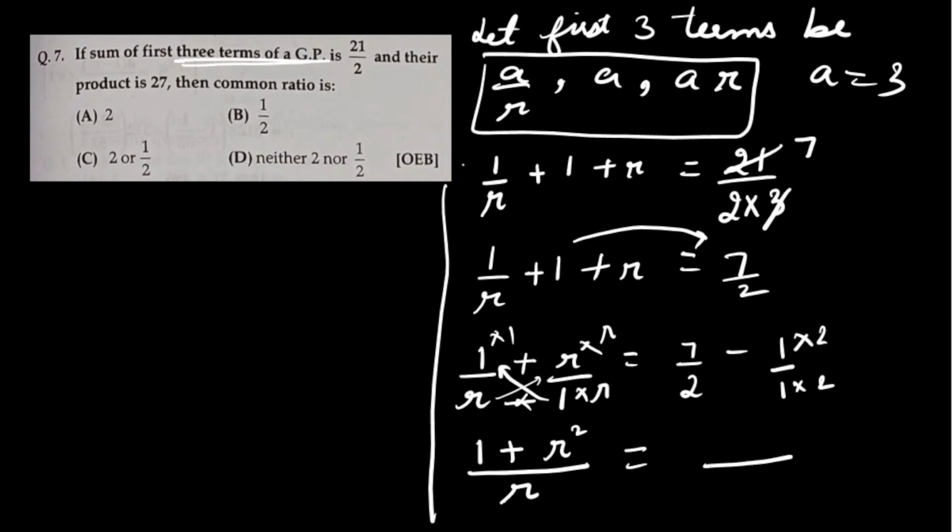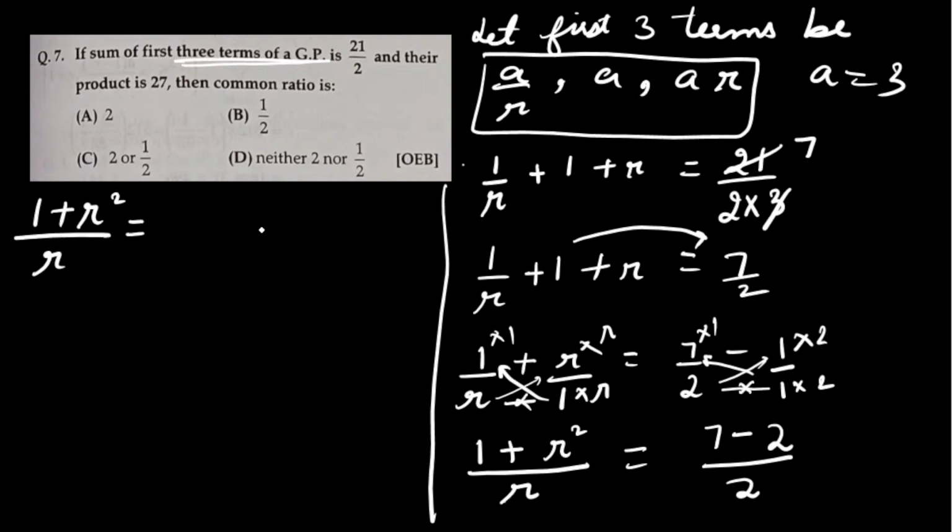And this side what I will get? 2 is the denominator. So 7 as it is, 7 minus 2. Because this is 7 into 1, you can remember if you don't know how to find LCM, so 2 into 1 denominators you can multiply and here cross multiplication you can do 7 into 1 and 1 into 2. So this is what we have got. We have got 1 plus r square by r is equals to 7 minus 2 is 5, 5 by 2. Now we can just do cross multiplication. Because both the sides 1 fraction is there, so directly we can do cross multiplication.